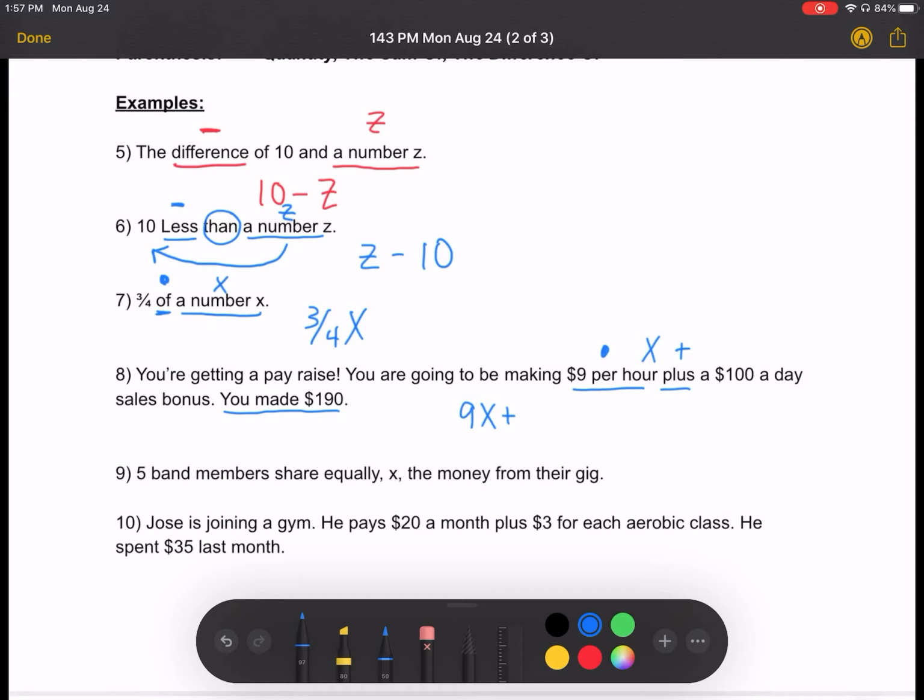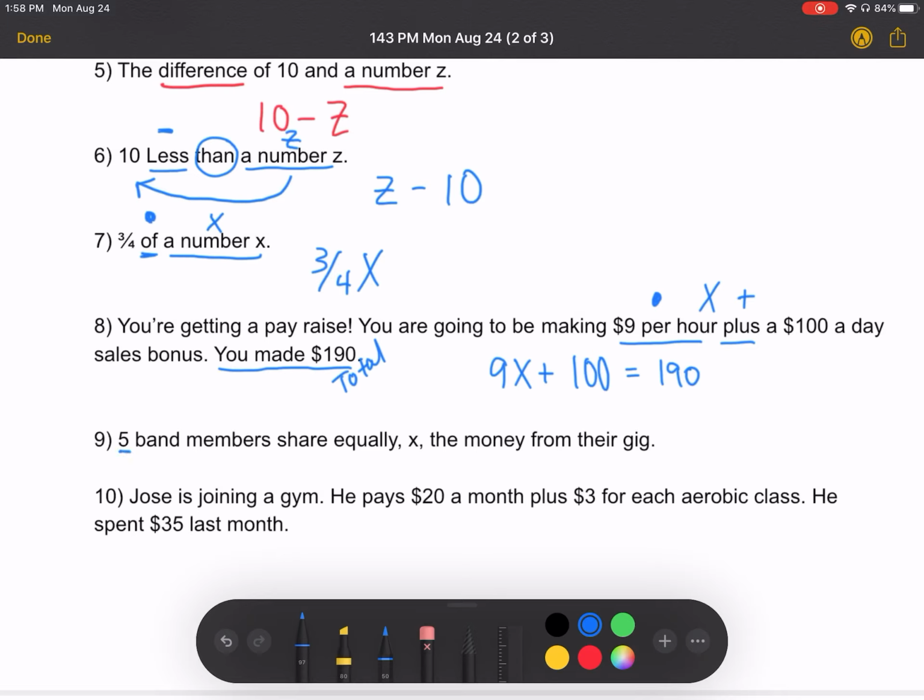$100 a day sales bonus. I know that that's a little confusing because it makes you think it's going to happen a bunch of times, and it would if we were talking about more than one day, but we're just talking about one day. So we have this $100 sales bonus, and then it says you made $190. So this is a total, it is going to be 190. So the total amount of money that you made in one day was $190.